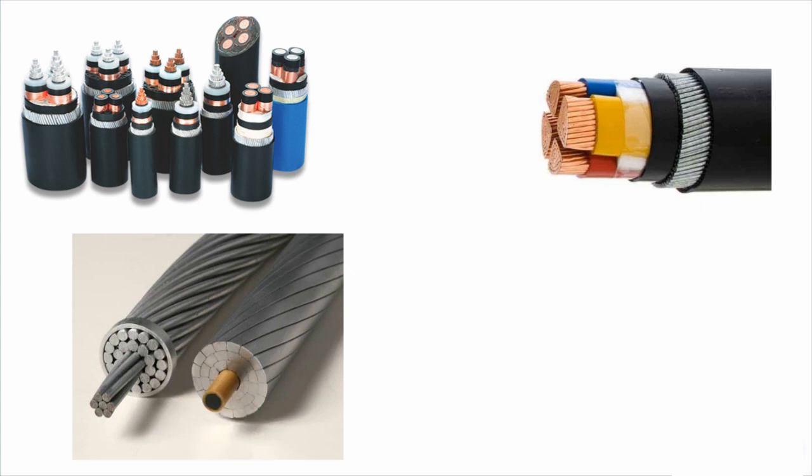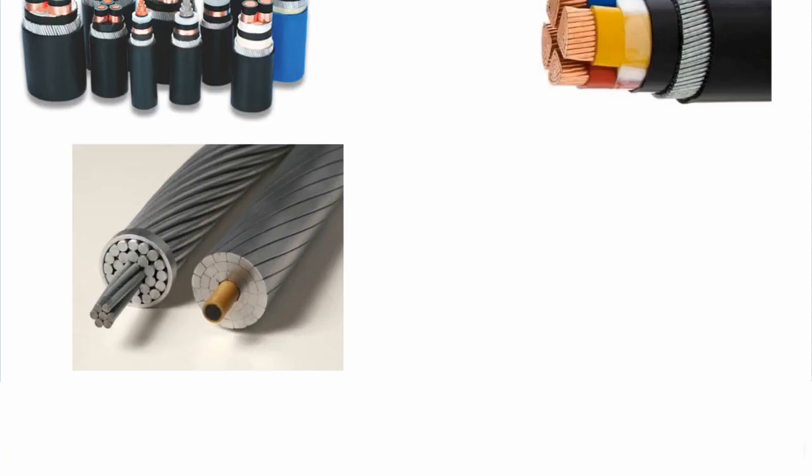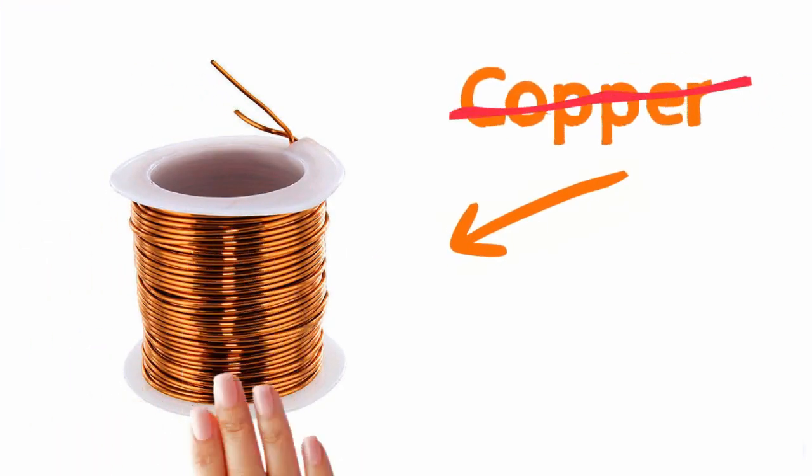The part that is conducting in a power line is obviously the cable. It was formerly copper and is now increasingly replaced by aluminum alloy.